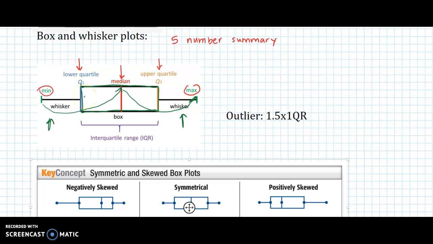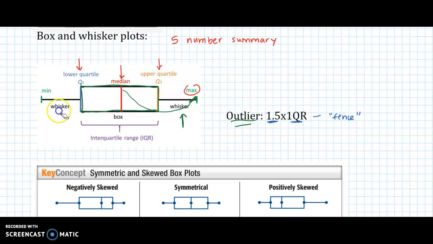Something that's not in this picture that you also want to be aware of is how to find an outlier. An outlier is just a number that's really far away from the rest of the numbers in the data set. And there's a technical mathematical definition. It's not just what looks like it's farthest away. So if you take 1.5 and multiply it by your interquartile range, this gives you the location of what's called your fence. Anything outside of this fence is considered to be an outlier.